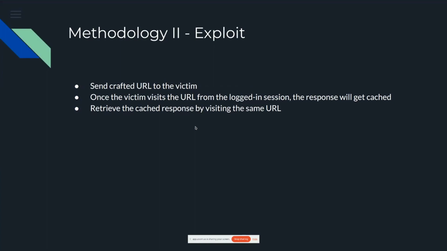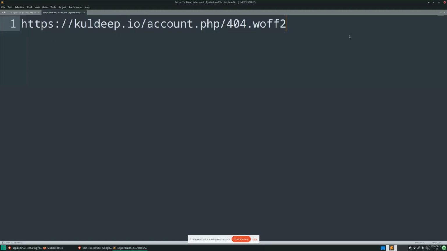Now, once the victim visits the URL, the response will be cached. Note that it needs to be a logged-in session, because if you visit without logging in, there might not be any sensitive information in the response. If you log in, there might be session tokens and personal information. So we need a logged-in session in order to correctly exploit the victim, and then retrieve the cached response by visiting the same URL. So let's see.